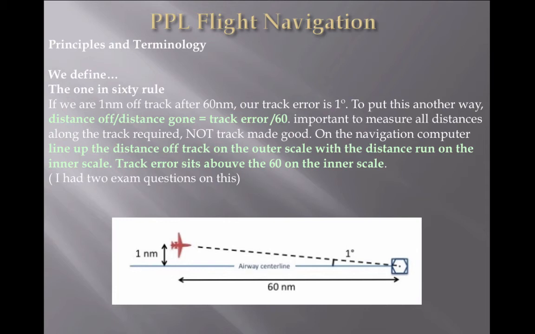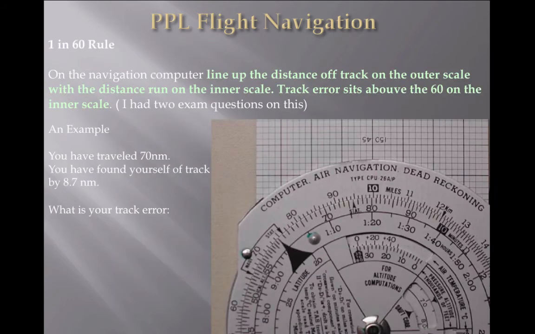On the navigation computer, all we do is line up the distance off track on the outer scale with the distance run on the inner scale, and the track error sits above the 60 pointer. And I did have a couple of exam questions on this. One was purely and simply, can you define what the 1 in 60 rule is? And another one was part of the calculation in order to be able to fly a corrective angle back to our destination. So I've got a quick shot here of how we do it.